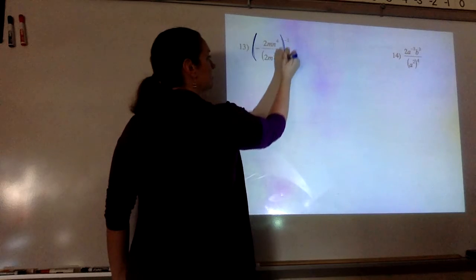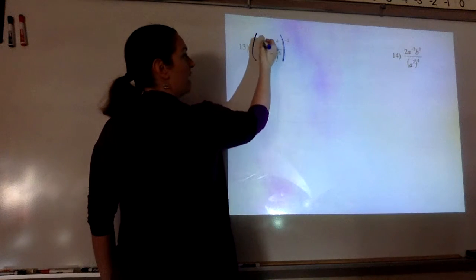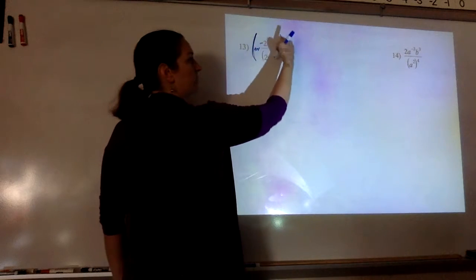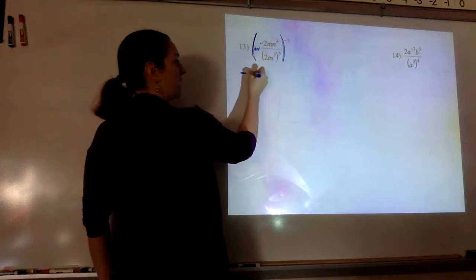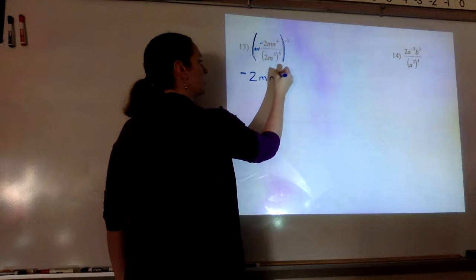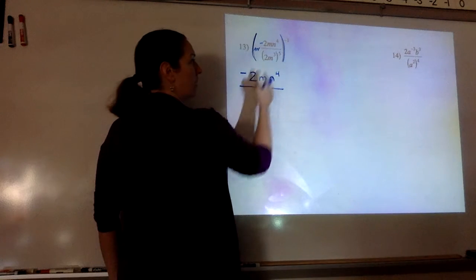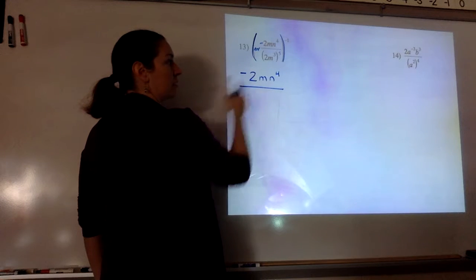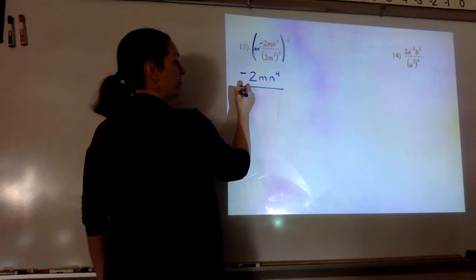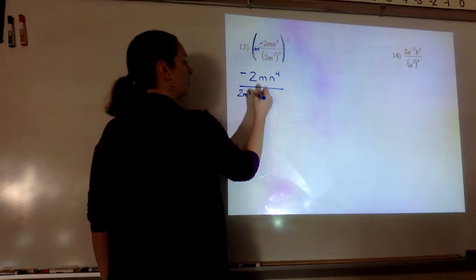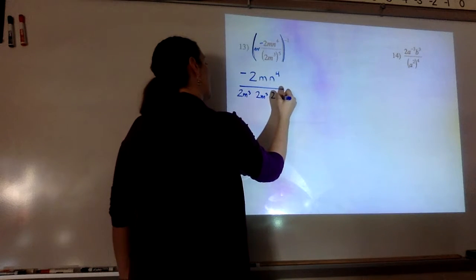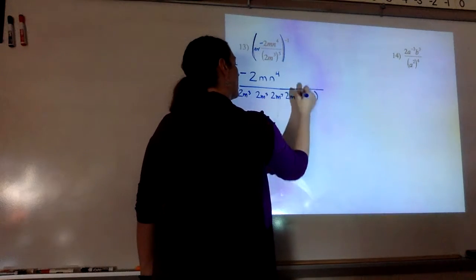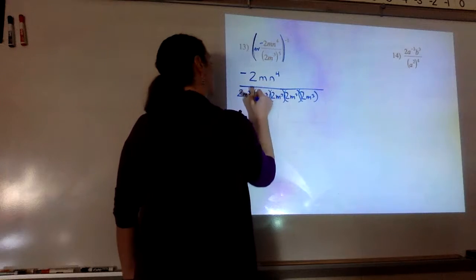Let's start in here. Okay? I'm going to move that negative up top with the 2. Do I move anybody up top? No. So I've got -2mn to the 4th over, how many quantities do I need? 5, right? 2m to the 3rd, 2m to the 3rd, 2m to the 3rd. I know, it's a lot of work. 1, 2, 3, 4, 5.